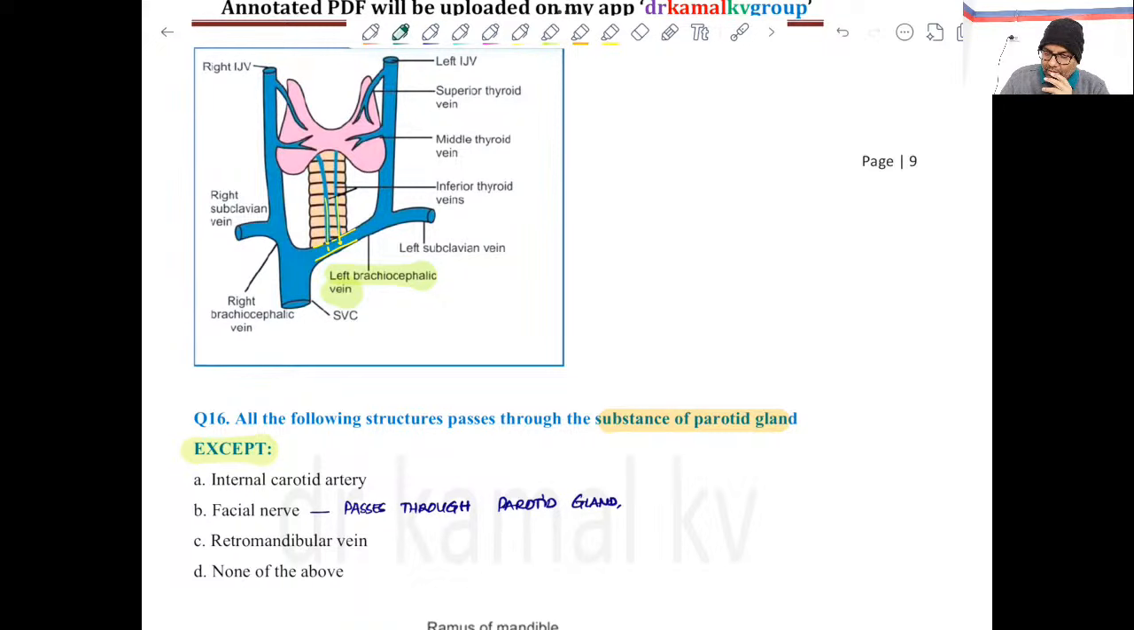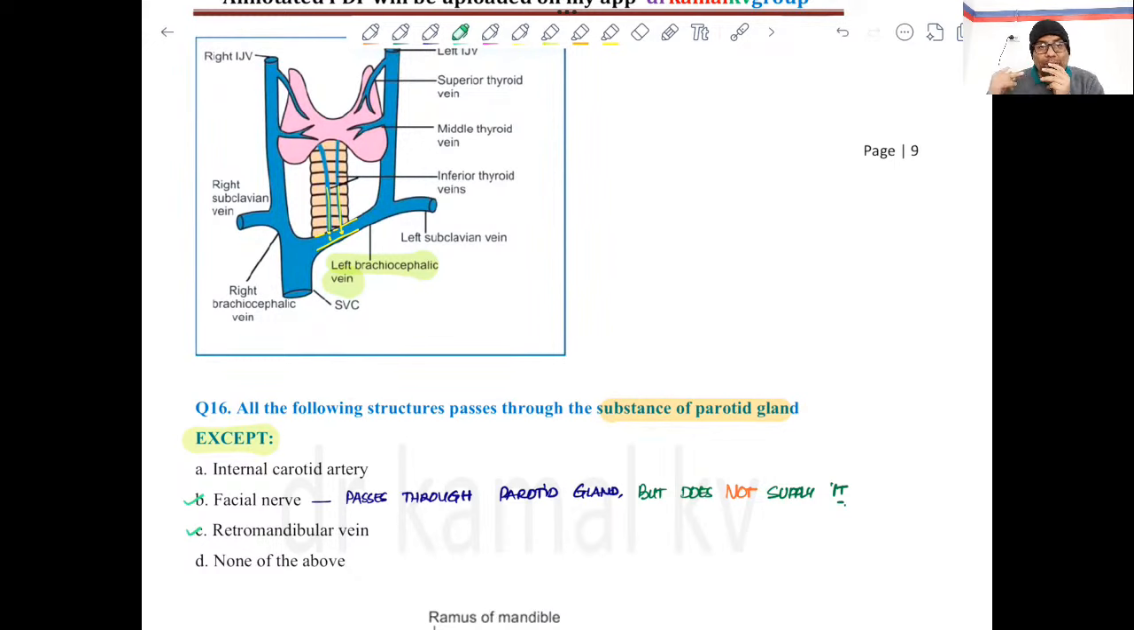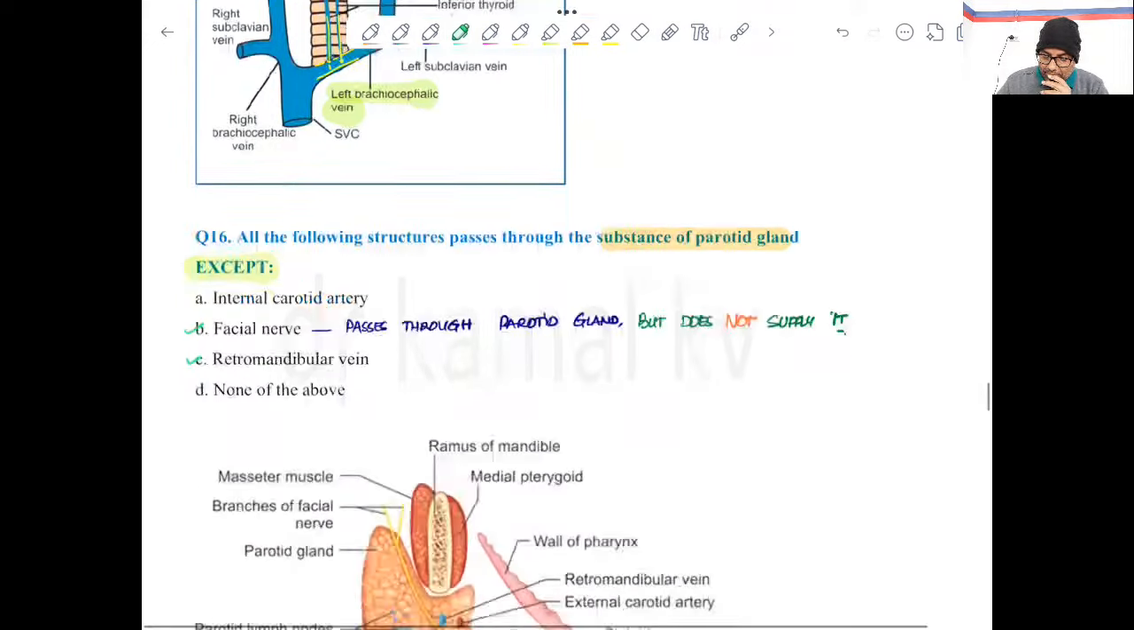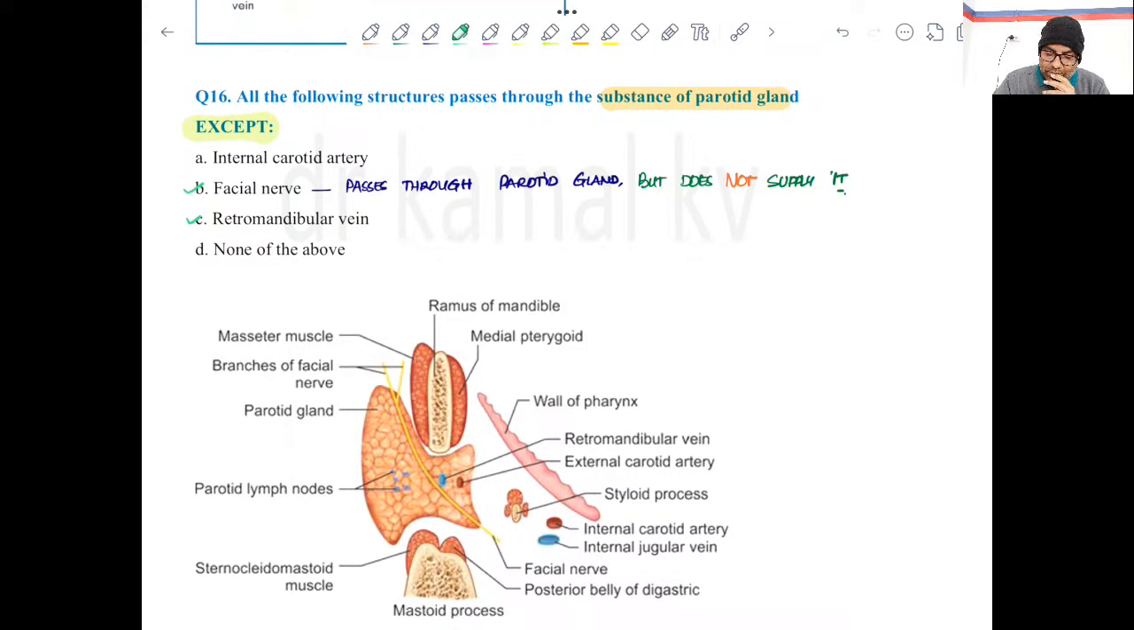Please remember, this is very important, it does not supply it. So it means it is passing through the substance of the parotid gland, number one. Then the retromandibular vein also passes through the substance of the parotid gland, and if you look into the substance of the parotid gland, you will find the external carotid artery. Clear? So this is the external carotid artery and not the internal carotid artery. So the answer will come out to be the internal carotid artery.